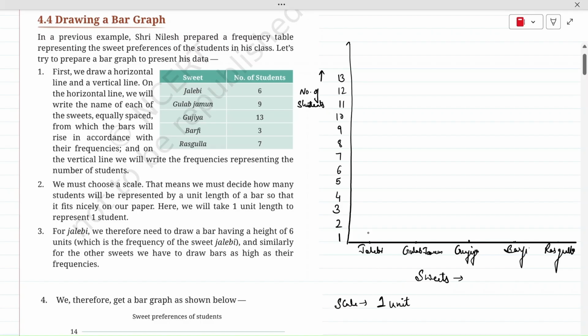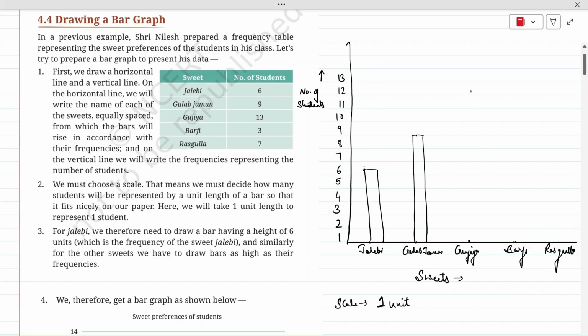Now let us plot it. For jalebi, we have the number of students as 6. That is here. This is 1, so let us draw 6 here. Next we have gulab jamun. For gulab jamun, we have 9, so we will make a bar here. This is a bar graph.